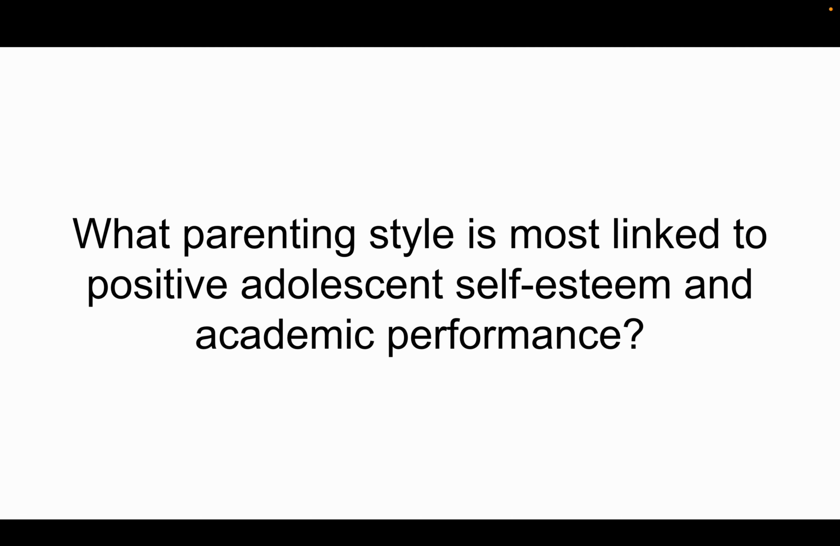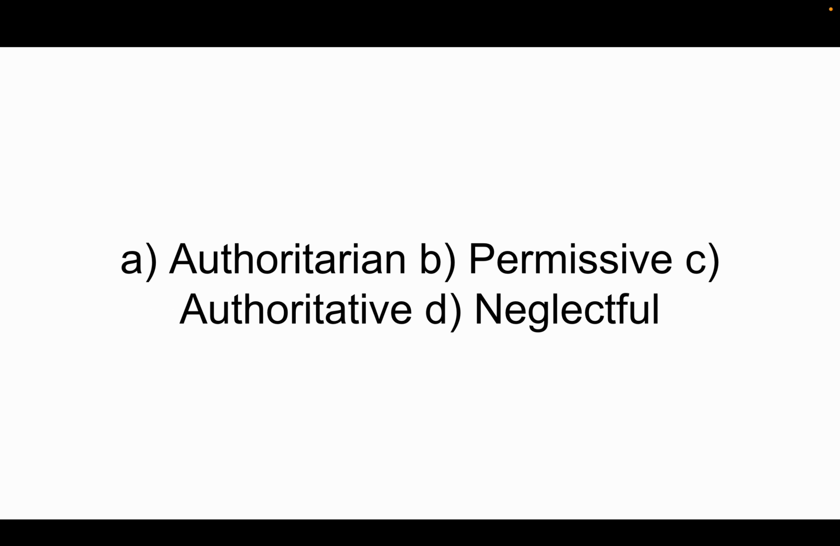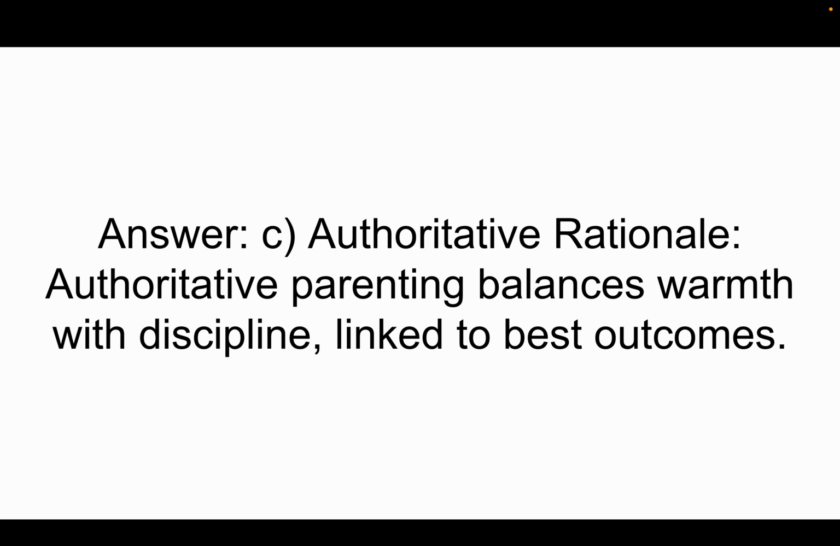What parenting style is most linked to positive adolescent self-esteem and academic performance? A. Authoritarian. B. Permissive. C. Authoritative. Or D. Neglectful. Answer is letter C, authoritative. Authoritative parenting balances warmth with discipline, linked to best outcomes.